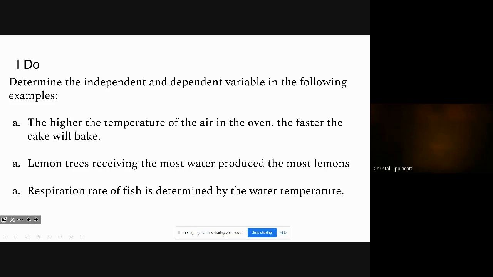So what depends on what? Right. So the speed of the cake baking, so speed cake will bake. Let's just do that. Speed cake will bake. That is dependent. So this is my dependent variable on the temperature of the air. So that would be my independent. This then is going to go on my x-axis, and this would go on my y.